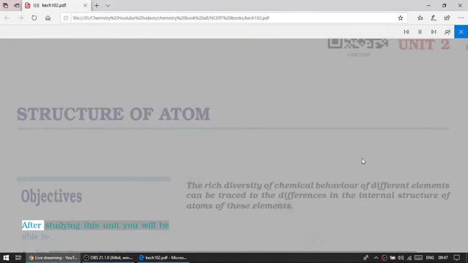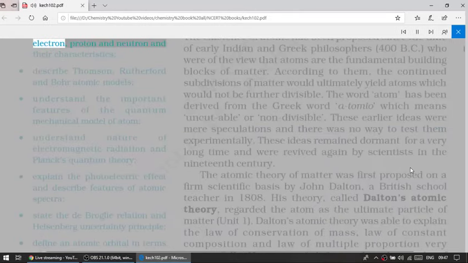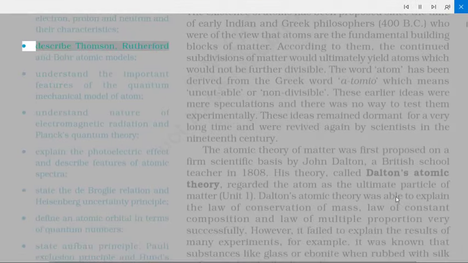After studying this unit, you will be able to: know about the discovery of electron, proton and neutron and their characteristics; describe Thomson, Rutherford and Bohr atomic models; understand the important features of the quantum mechanical model of atom.